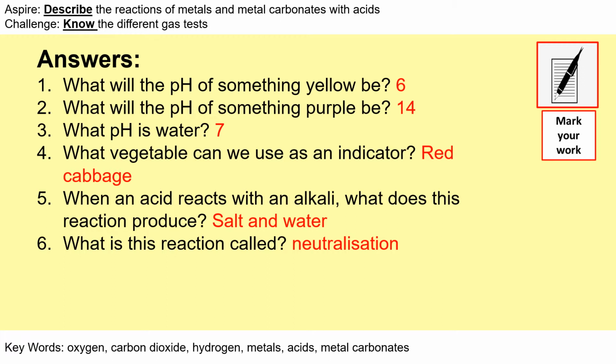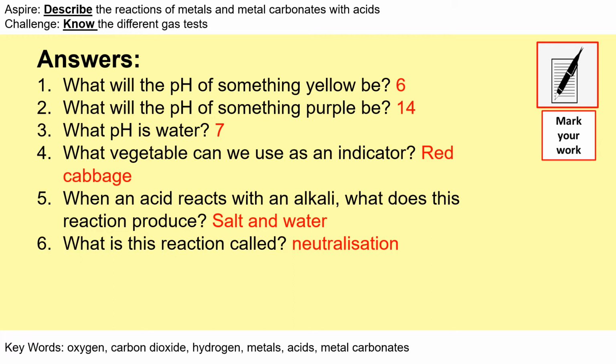So the answers to the questions that you should have. Question number 1, what will the pH of something yellow be? It would be pH 6. Please mark these as we go through. Question number 2, what will the pH of something purple be? It would be pH 14.